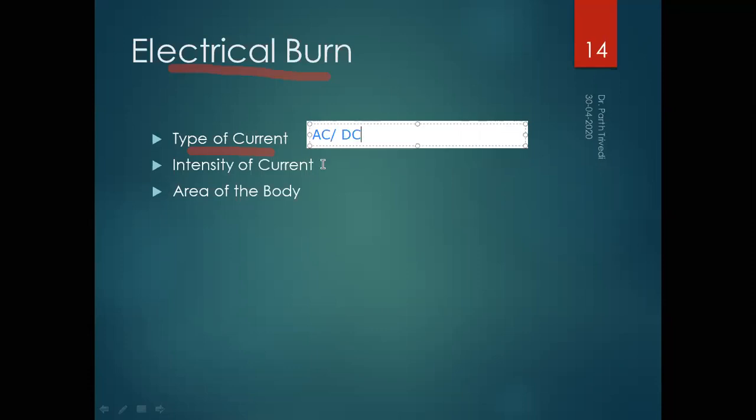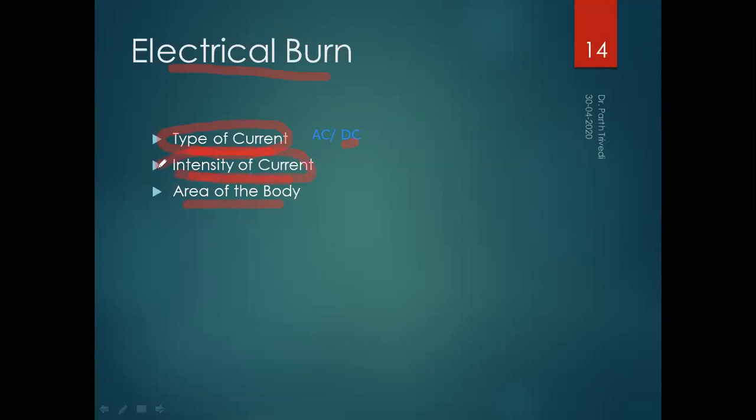It also depends on the intensity of the current, what the voltage of the current was, and the area of the body involved. If it was a DC current, the severity of the burn may be more. The more the intensity of the current, the more the severity, and the larger the area involved, the larger the injury. Clear?